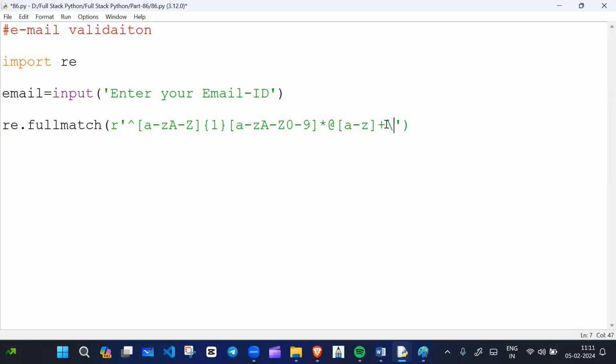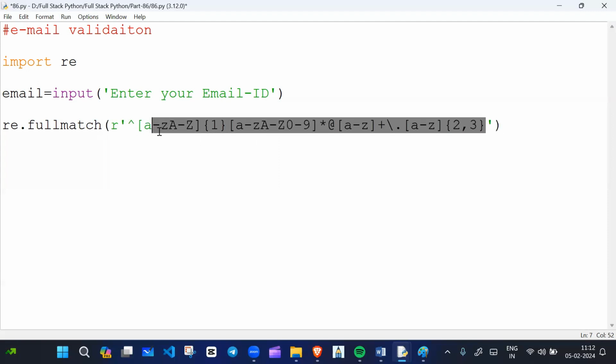Then we will write dot. Backslash dot means the dot must be there. Then here I will write a to z. After the dot, like .com, .net, .co, we have how many symbols? We could have two or three. Two or three symbols are allowed after the dot, in the range a to z in lowercase. So this is our pattern for email validation.